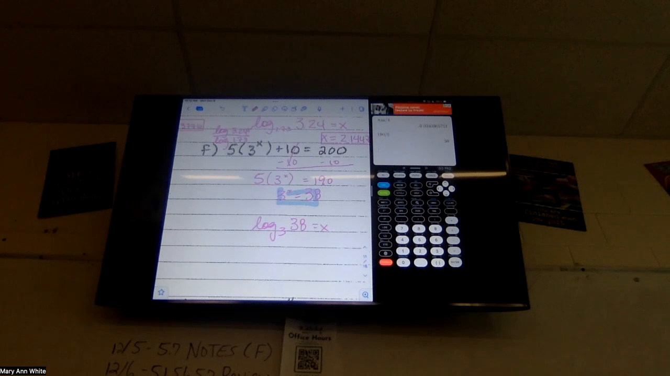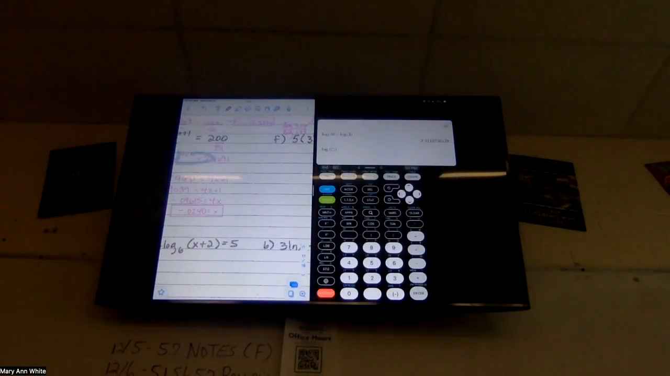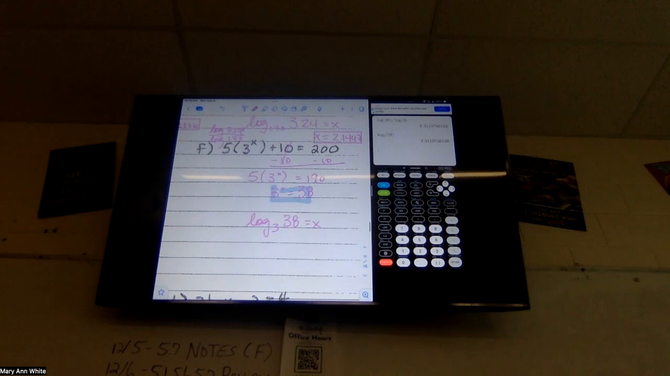And then again, new or old calculator, you're allowed to put that in the calculator and go from there. Log of 38 divided by log of 3. Or you can go to math and do your log base, and I get log base 3 of 38. And I get the exact same number either way. x equals 3.3111.